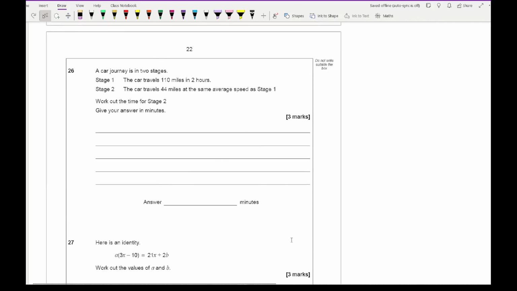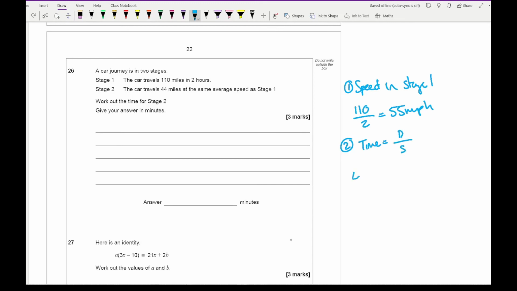Moving on to question 26, it says that a car journey is in 2 stages. Stage 1, the car travels 110 miles in 2 hours. Stage 2, the car travels 44 miles at the same average speed as stage 1. Work out the time for stage 2. So first thing we need to do is work out the speed in stage 1. We do that by doing 110 divided by 2, which is 55. So they're traveling 55 miles per hour. To work out the time, time is equal to distance divided by speed.